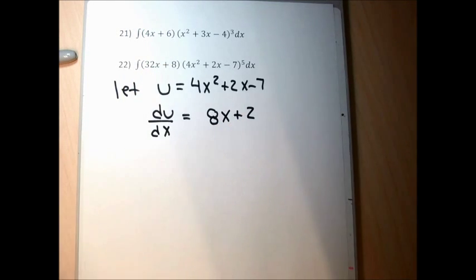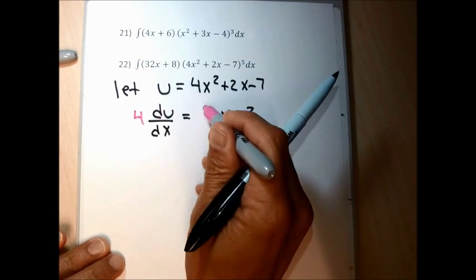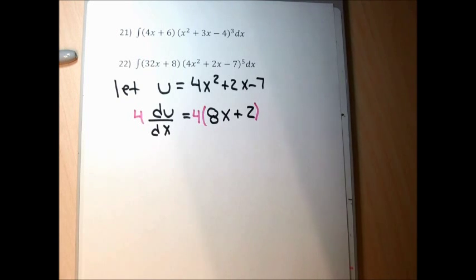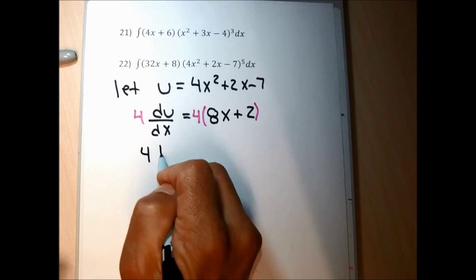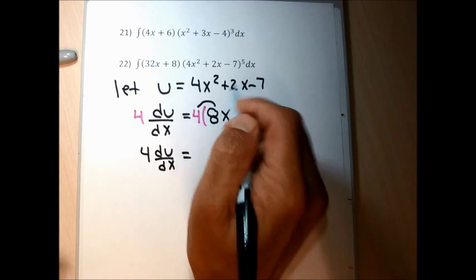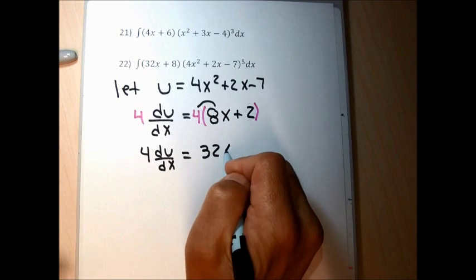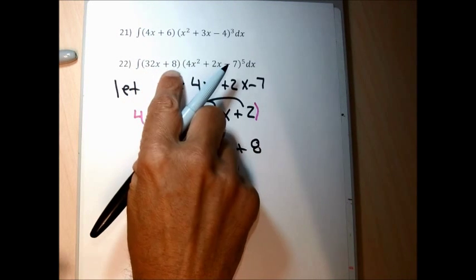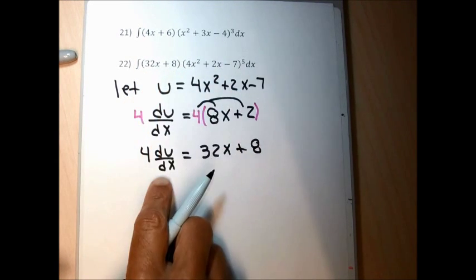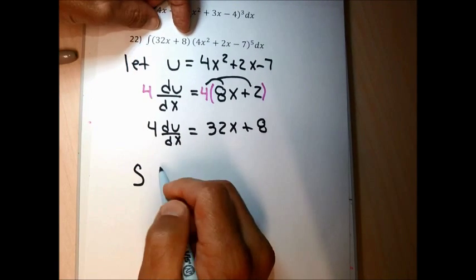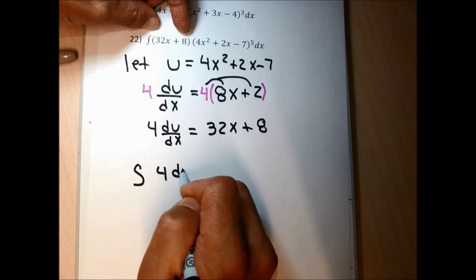It must be the case that if I multiply both sides by 4, I should be able to make a perfect transition here. So I'm going to say that 4 times du dx, and now when I multiply this by 4, 4 times 8x is 32x, and 4 times 2 is plus 8. So when I substitute the 32x plus 8, I'm going to put 4 du dx. So for my substitution now, 32x plus 8 turns into 4 du dx.